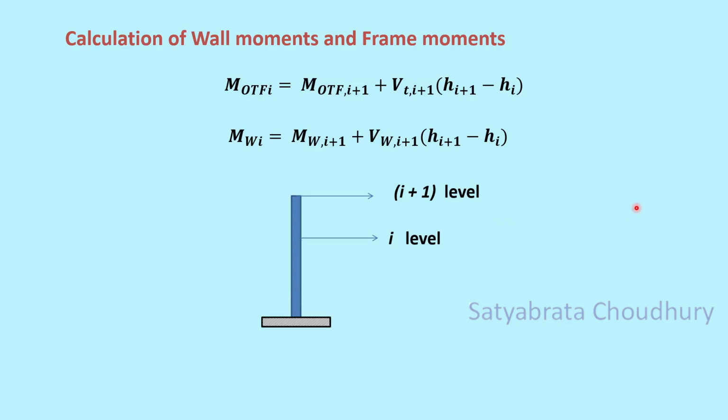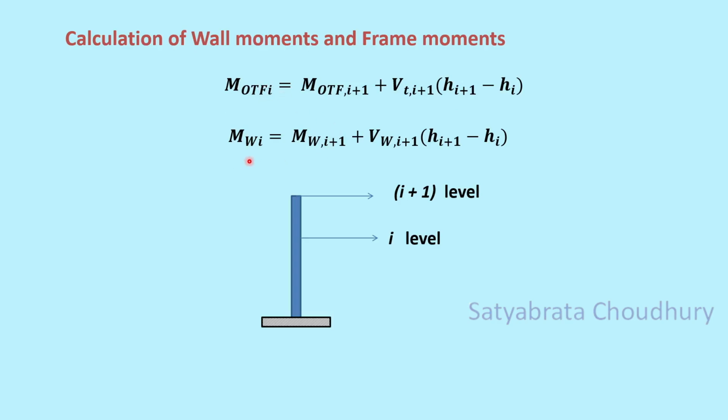Now the wall moment also you have to calculate. The principle we have just discussed in the previous slide can be written in a formula pattern like this. The overturning moment in the frame at the ith floor equals the overturning moment of the floor above, plus the shear force just above this floor times the height of the story. Height of story is simply h(i+1) minus h(i), the height of the story for the current story. If I follow this pattern, I can calculate the overturning moment at any floor level i.